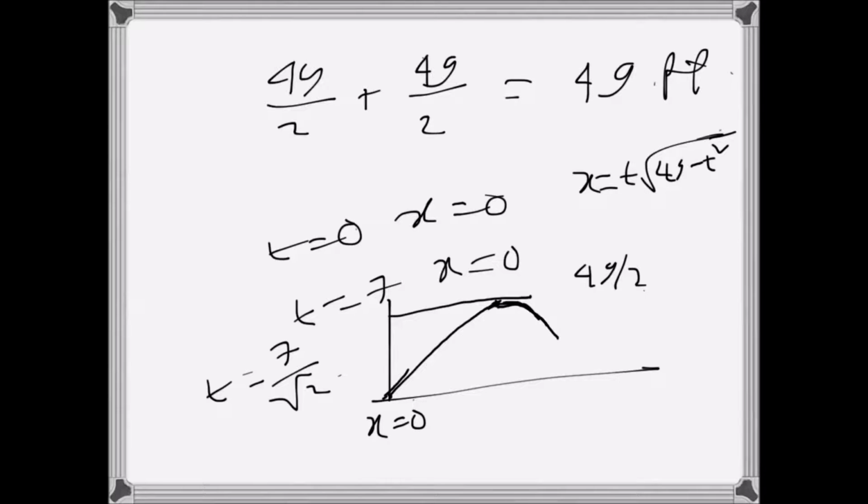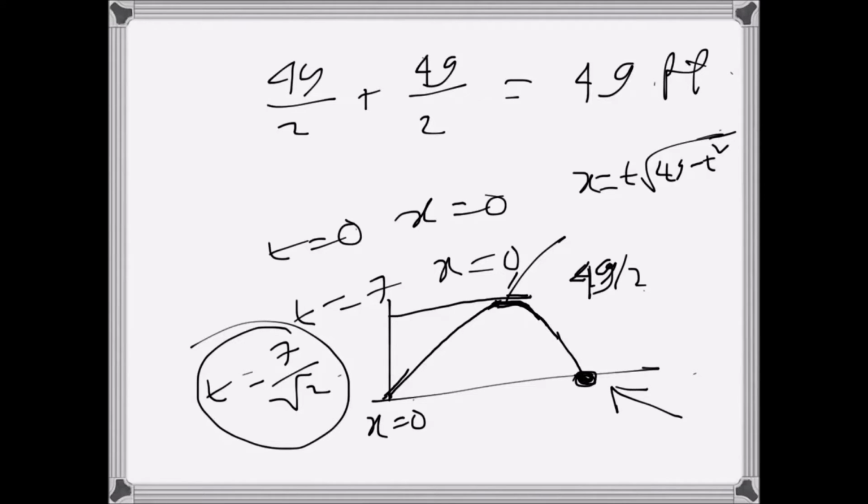So basically after that it comes back at a faster velocity, but it comes back to the 0 position, and the velocity does not change direction anymore. It just changes direction once, because it comes to rest only once. So whatever distance it travels up to t equal to 7/√2, it has to travel the same distance to come back to the 0 position, or x equal to 0. So that's why it is 49/2 plus 49/2, and that's why the total distance traveled is 49 feet.